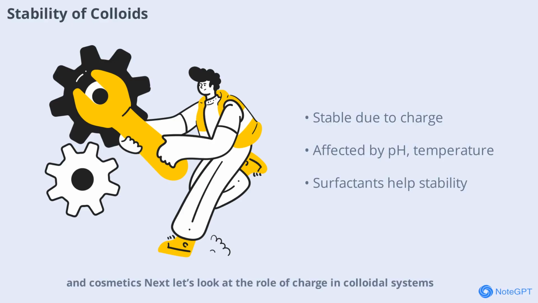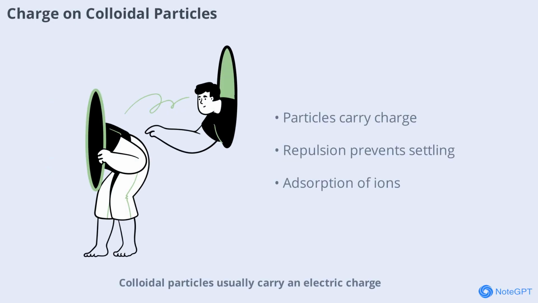Next, let's look at the role of charge in colloidal systems. Colloidal particles usually carry an electric charge, either positive or negative. This charge creates a repulsive force between particles, preventing them from coming together and settling. The charge is acquired through adsorption of ions from the dispersion medium. The presence of charge is essential for the stability and behavior of colloids. Manipulating the charge allows us to control coagulation and separation processes.